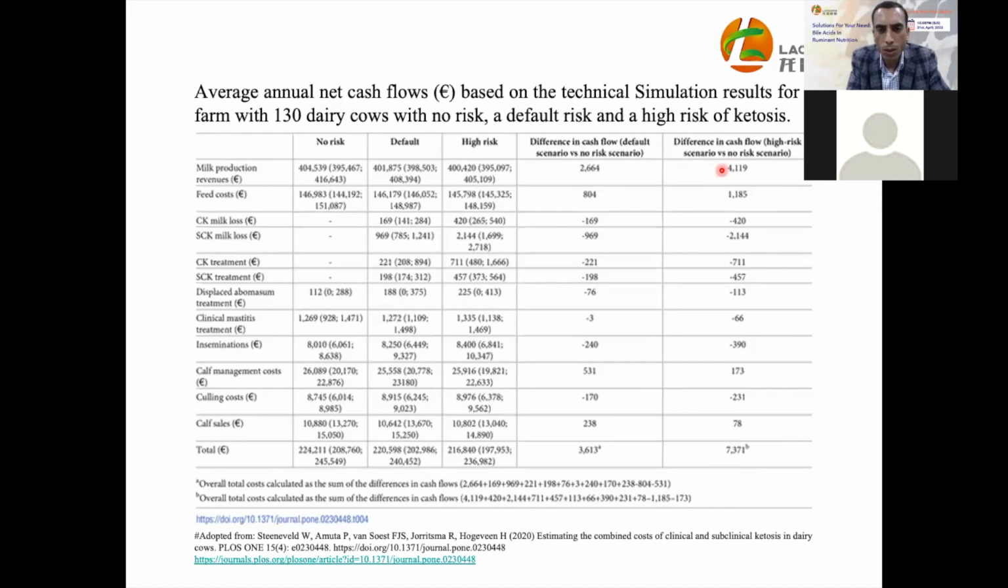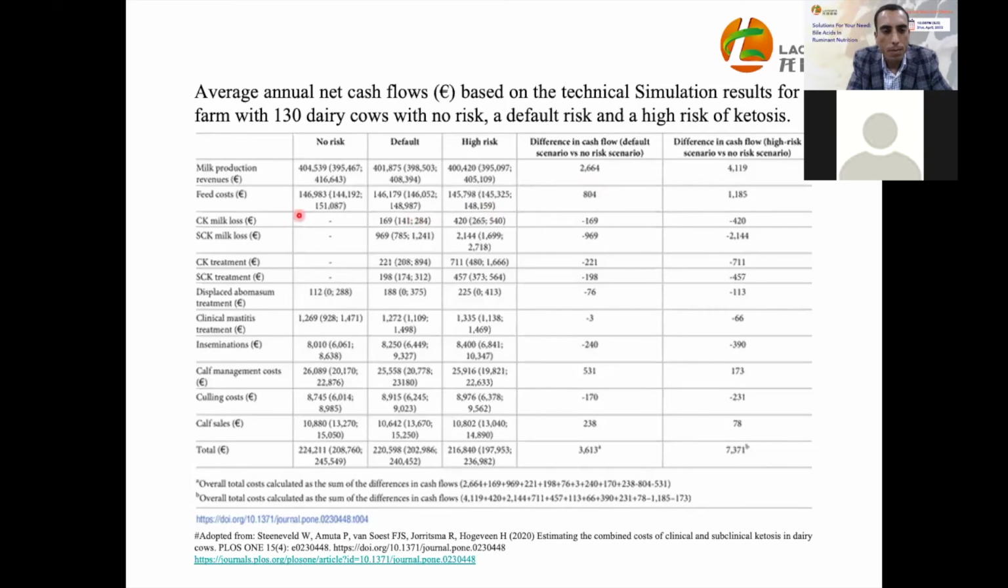euro. In my opinion, when I evaluate this simulation, I prefer to compare the default with the high risk, because the first one, no risk, in reality tends to be more theoretical than applicable. So I prefer to compare the default with the high risk, because the default reflects the main situation in farming, and the high risk reflects the incidence and occurrence of metabolic disease in farming. So this is more applicable.